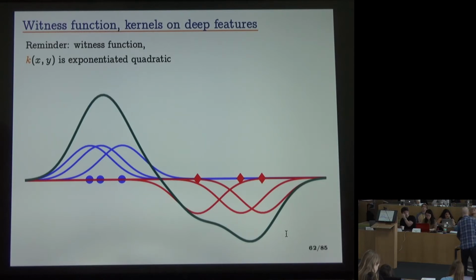Remember how I did it yesterday. I put little Gaussian bumps, my kernel bumps, on my blue points. I put little red bumps on my red points. I subtract the red function from the blue function, and then my witness function is the output. Okay? So I add up all the blue bumps, I add up all the red bumps, I subtract red from blue, that's my witness. And you can see that it's positive on the blue points and it's negative on the red points.